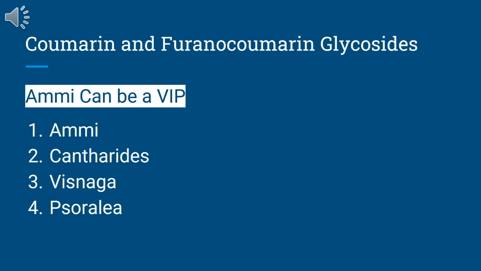Next is coumarin and furanocoumarin glycosides. It can be remembered with the code AMMI can be a VIP. AMMI is the first example. CAN stands for cantharides. VIP: VI stands for visnaga and P stands for psoralea.